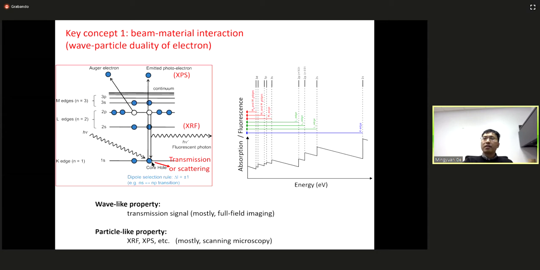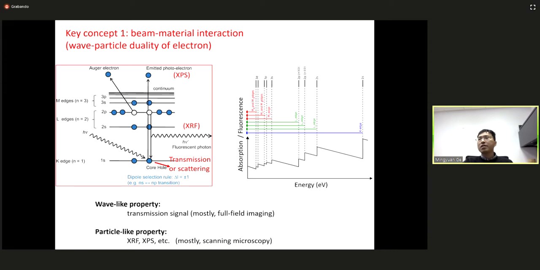Of course, the electron can also escape the material, generating photoelectrons. That is XPS, which we know a lot about in our research. Because of this wave-like and particle-like property, if the photon is more wave-like, we usually use it for transmission signals, mostly for full field imaging. For particle-like properties, like electrons jumping back and generating individual photons, we use them for scanning microscopy, like the fluorescence signals. We also note that different materials have different characteristic absorption features at different photon energies.